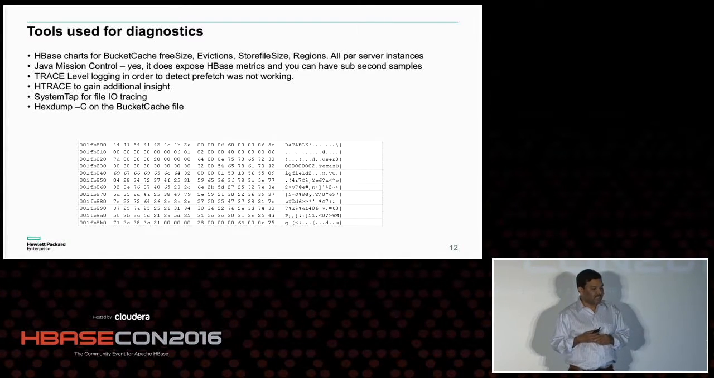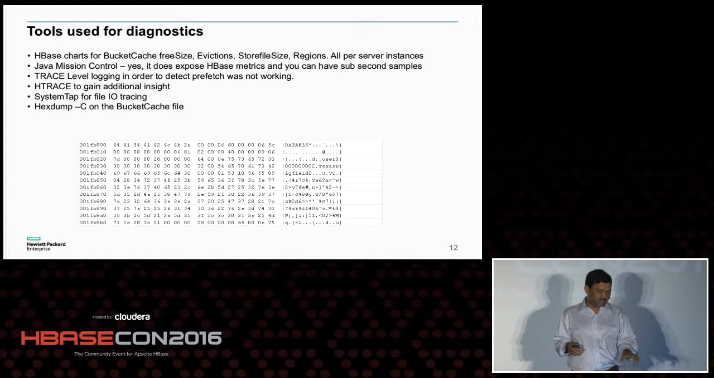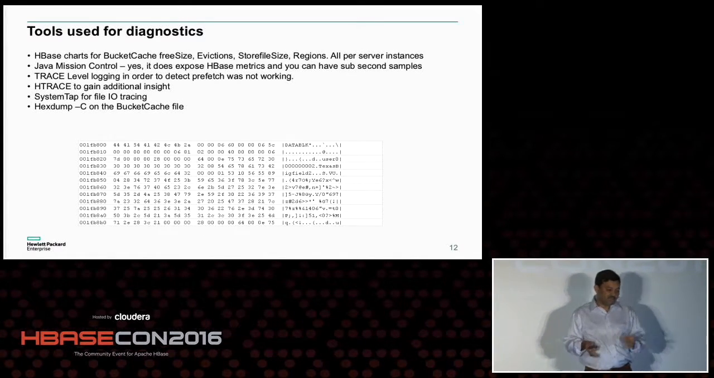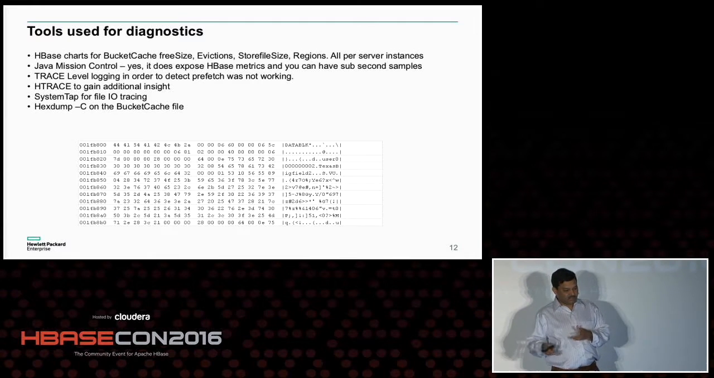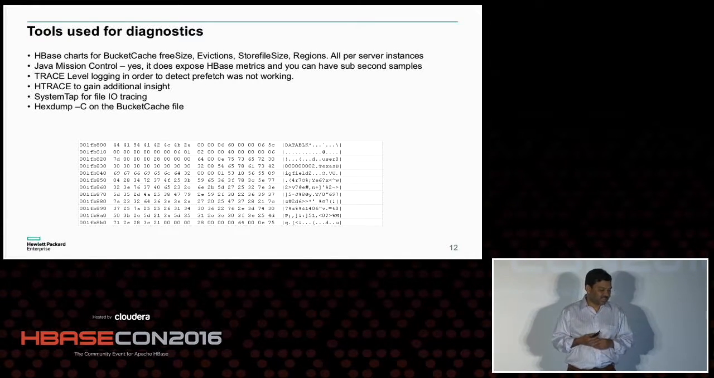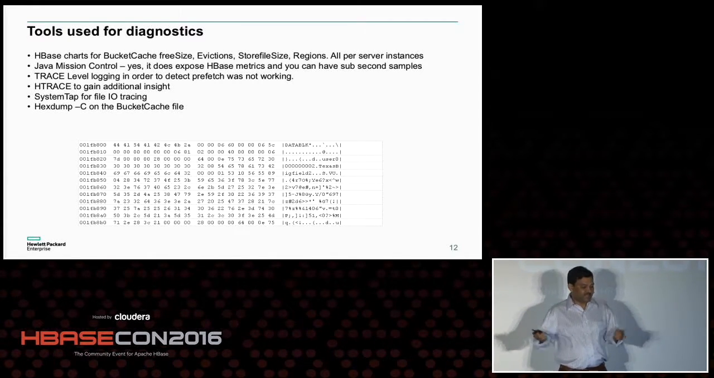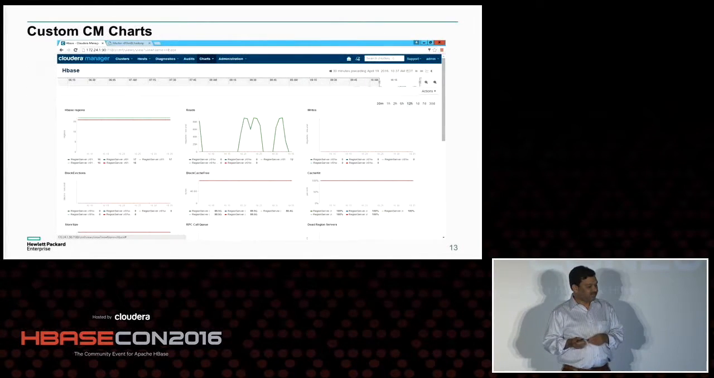So it's very nice. And the other thing we used was SystemTap for file I/O tracing, to see what exactly is happening to the bucket cache file. That's how my colleague found that there are 2 I/Os going for each request. And then just a plain xxd dump on the bucket cache file helps to see the performance.